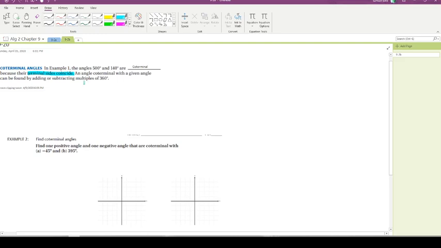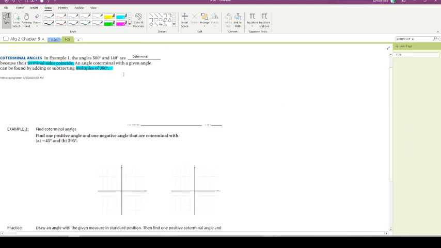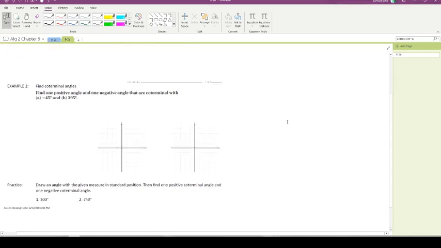They're the same. An angle coterminal with a given angle can be found by adding or subtracting multiples of 360. Okay? And that is important for you to know. So when we do coterminal angles, the key is multiples of 360. All right? So let's do example number 2.